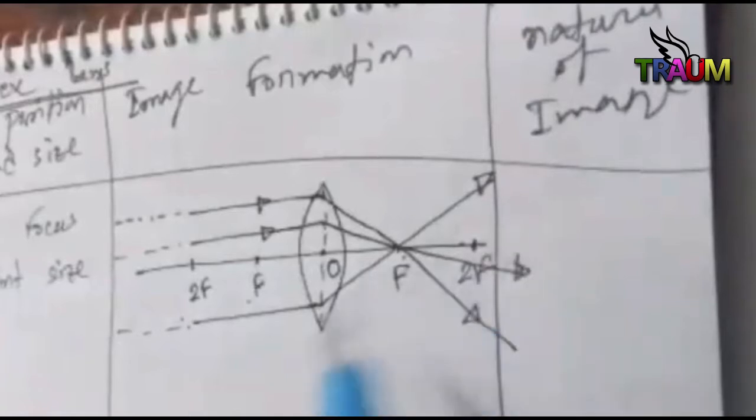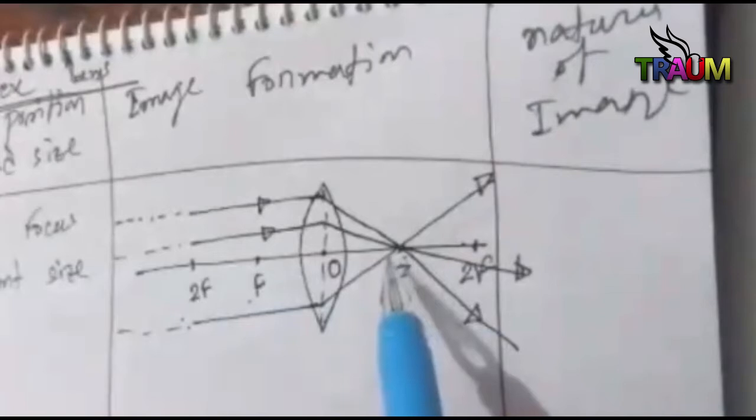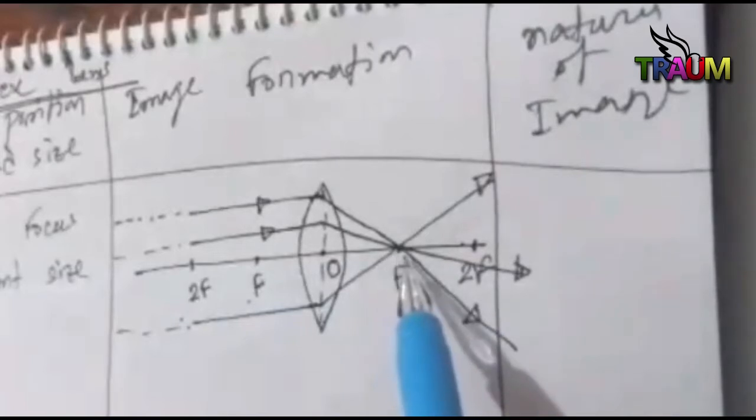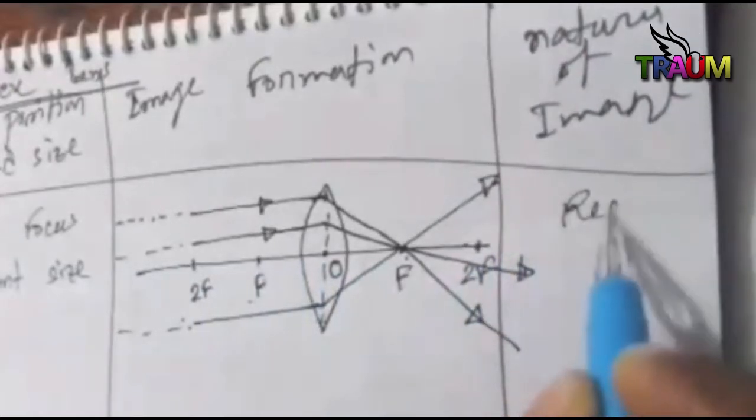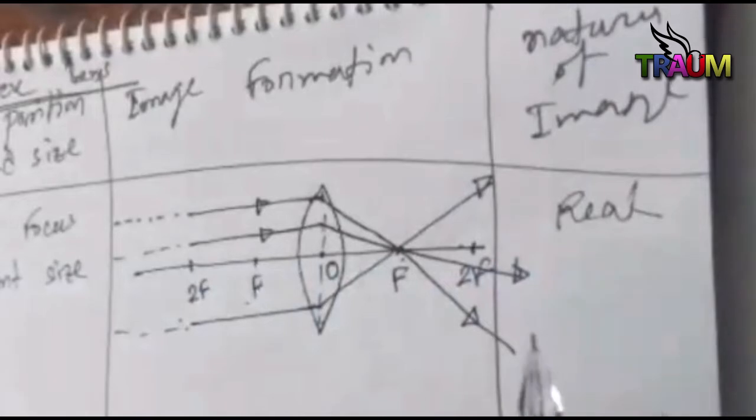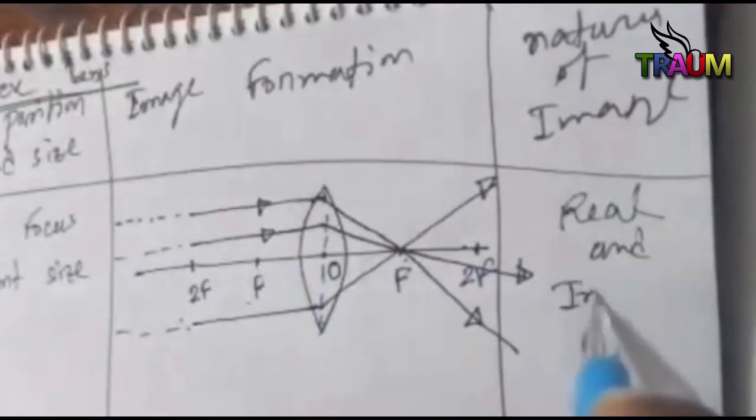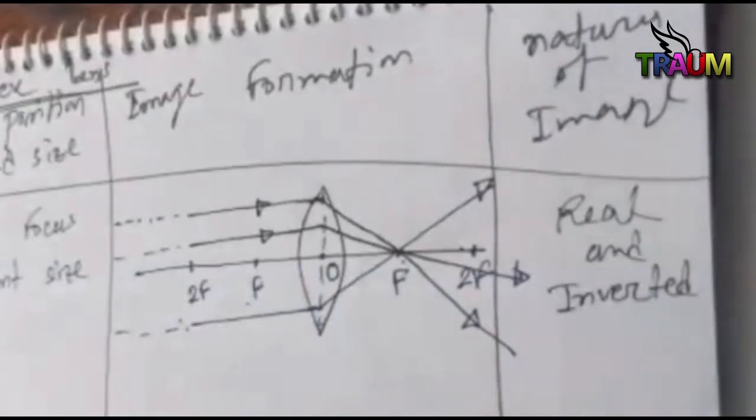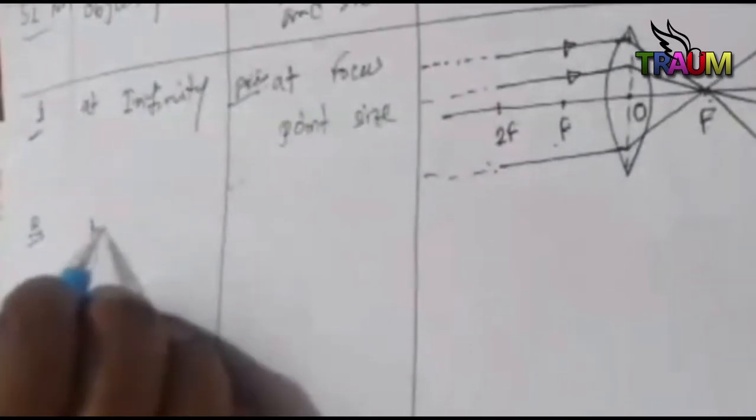Nature of image. If light ray comes and meets, then real image forms. And light ray comes and meets really, right? They're meeting. So it is real. If it is real, then what would be the type of image? Inverted. Real. And the next object position, beyond twice F.